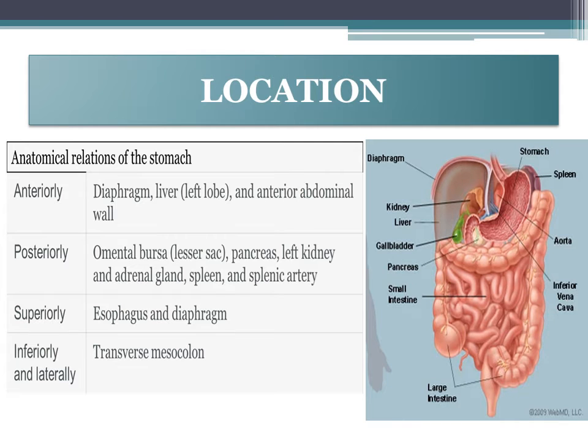So here we will look at the organs nearby the stomach. For organs anterior to the stomach, we have the diaphragm, the liver, and the anterior abdominal wall. Posterior to the stomach, we have the omental bursa, the pancreas, the left kidney and adrenal gland, the spleen, and the splenic artery. Superior to the stomach, we have the esophagus and diaphragm, while inferior and lateral to the stomach, we have the transverse mesocolon.